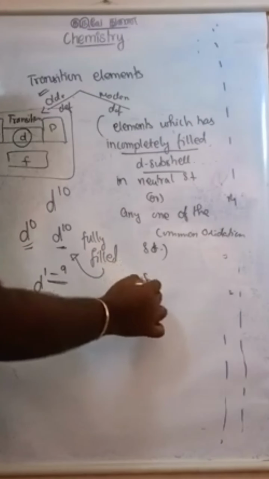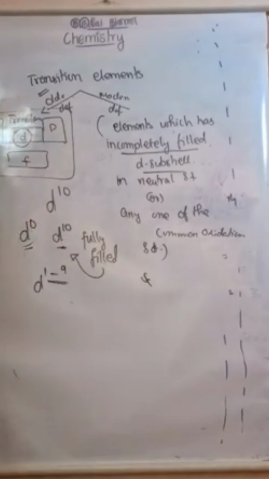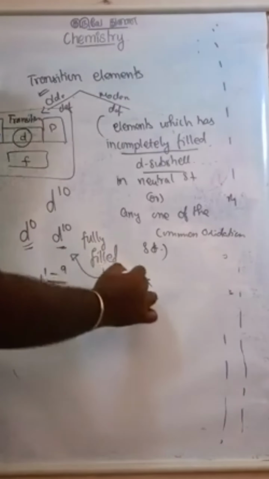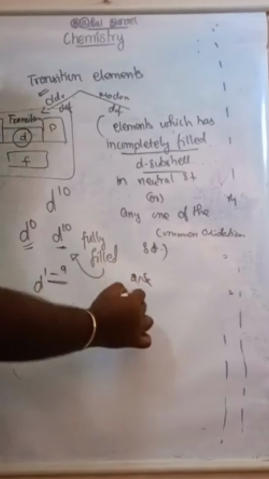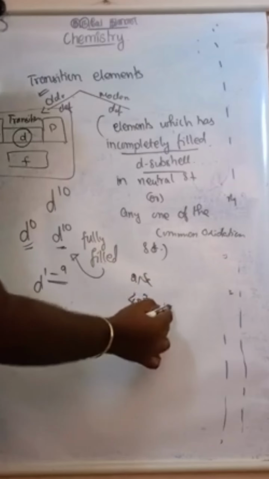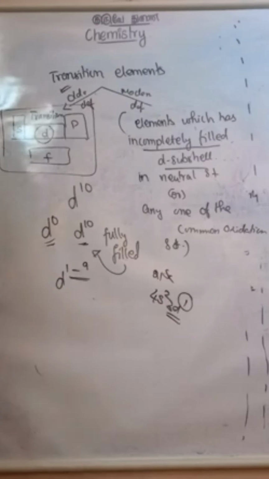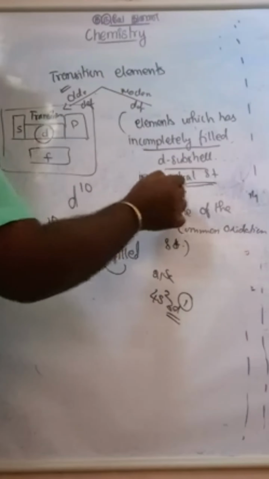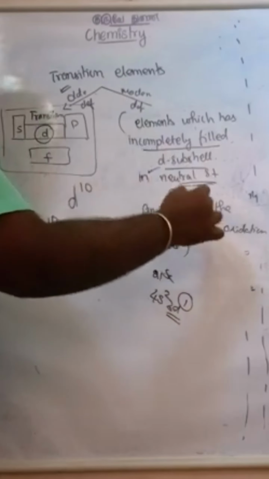Take scandium. We will see the electronic configuration; our next discussion is going to be about electronic configuration. Scandium has atomic number 21, and its electronic configuration is 4s2 3d1. Here the d subshell has only one electron, which is not completely filled. d10 is completely filled, d1 is not. So d1 indicates it is not completely filled, and it is a transition element because in the neutral state, or in any one of the common oxidation states, the d subshell is incompletely filled.